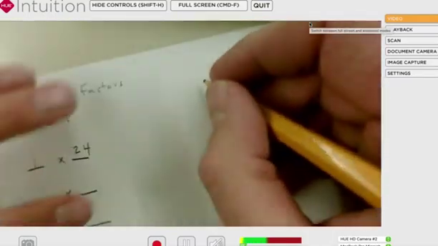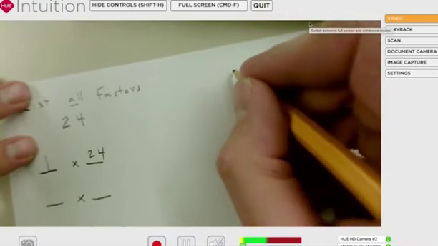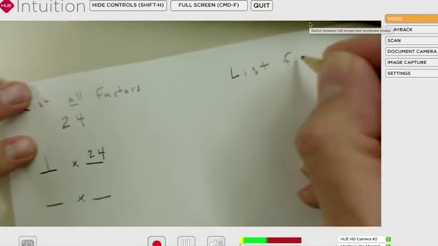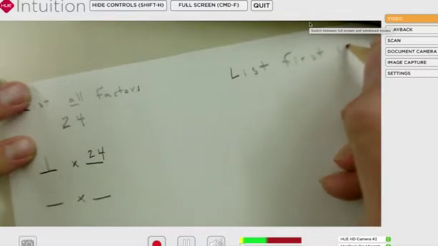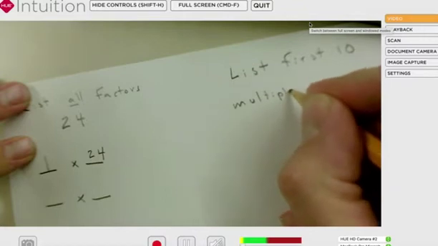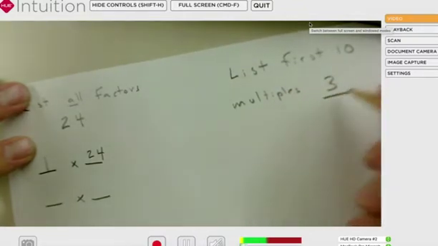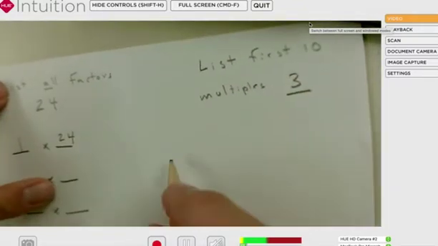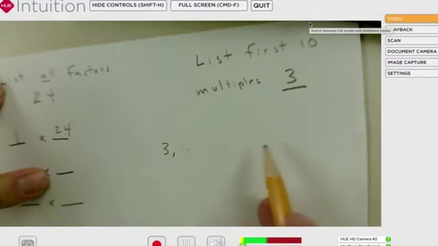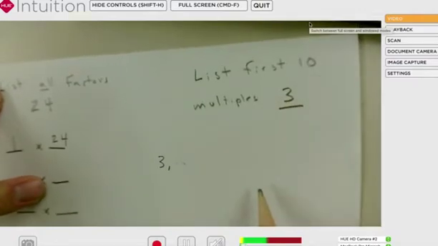Again, pause it as many times as you wish because I want you to do more than one thing on your own. Then I want you to list, how about the first 10 multiples of the number 3. Okay, so start with the number 3, comma, 3, skip count by 3, 3 times 1, 3 times 2, 3 times 3, the first 10, please. Do that on the back of your paper.